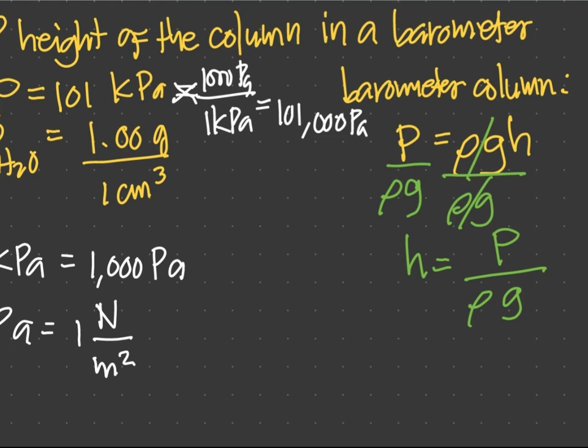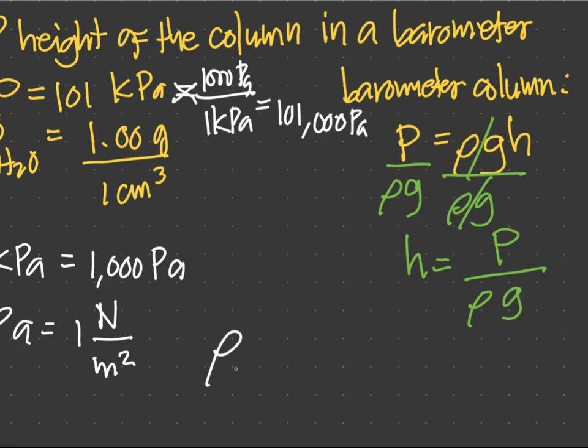Our answer should be in meters, okay? So we won't be in trouble. And then for the density, we have 1 gram per cubic centimeter. We need to convert that to cubic meters, and we need to convert grams to kilograms. This is what we're going to do.